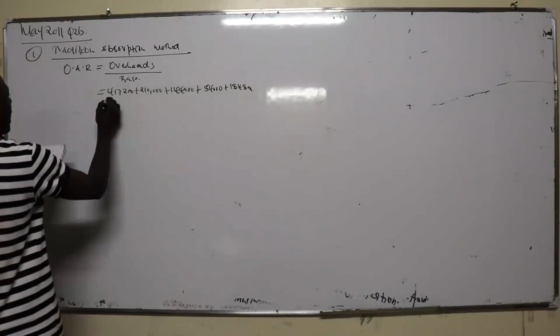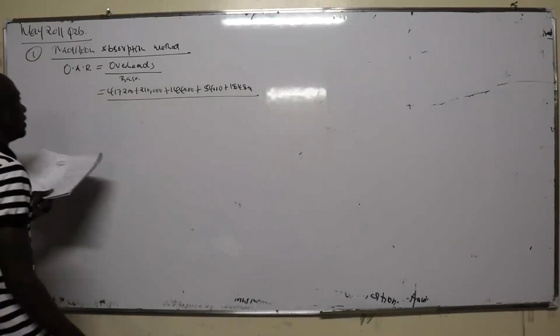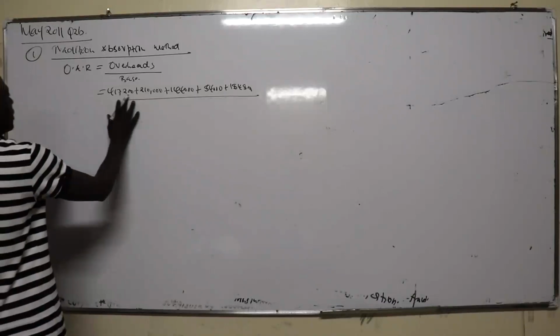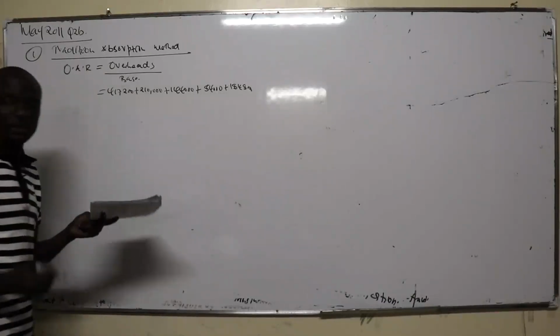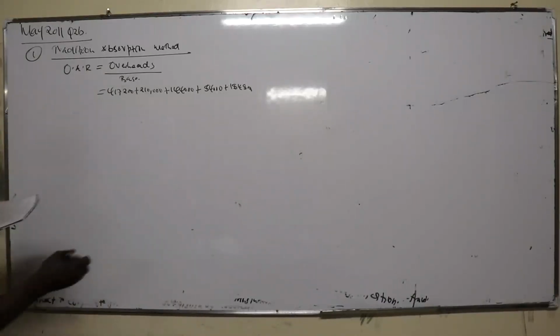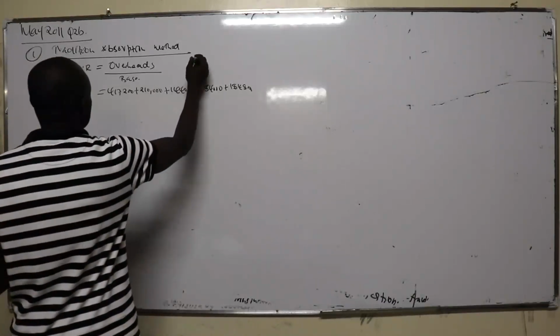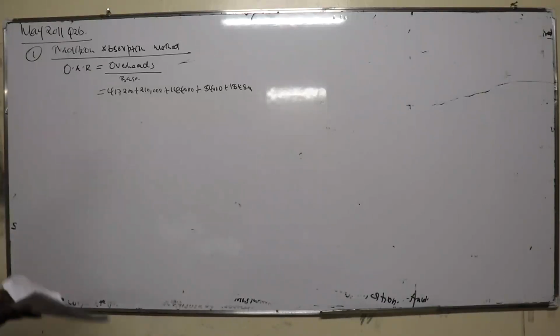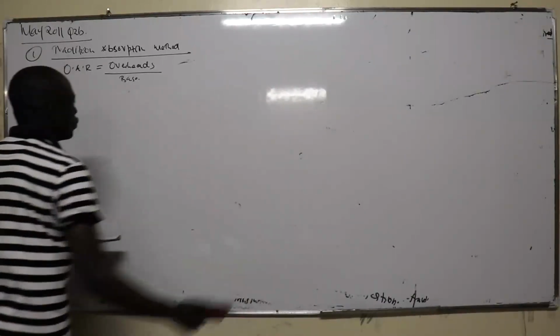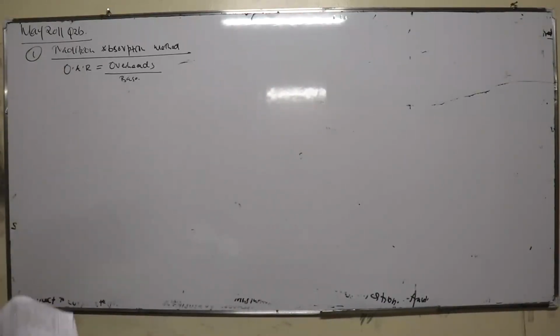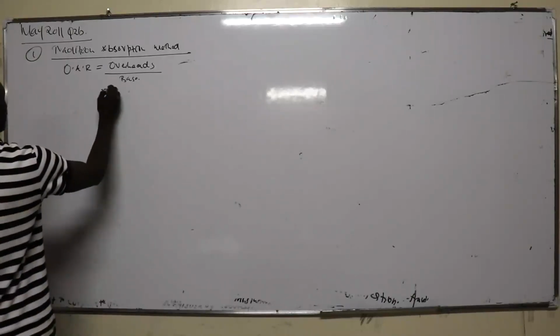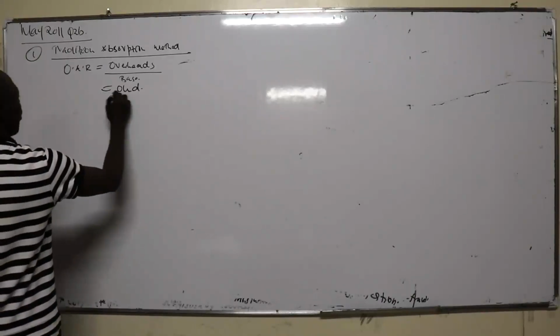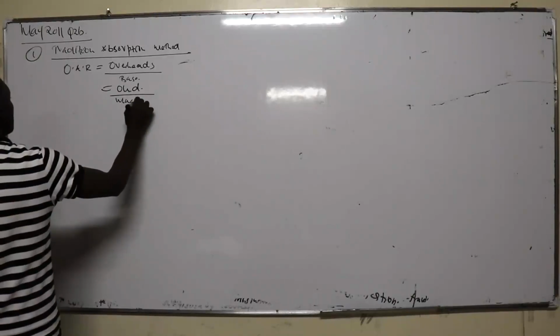So that is the total overhead, and then the base. Remember, here we have been told the base. Let me write the formula first. So the base we have been told is the machine hours. So it's going to be overheads over the machine hours.